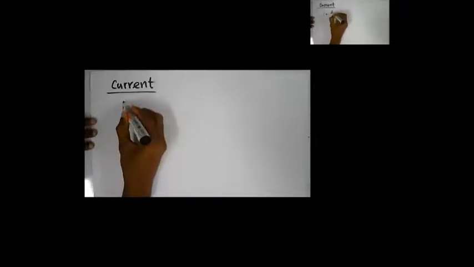So let's see current. You have already studied what current is. Current is simply the rate of flow of charge, or in simple terms, the amount of charge flowing through a cross-sectional area in a particular time. I can write the definition of current: I equals dq by dt, where q is charge and t is time. Simply, current is the time derivative of charge.